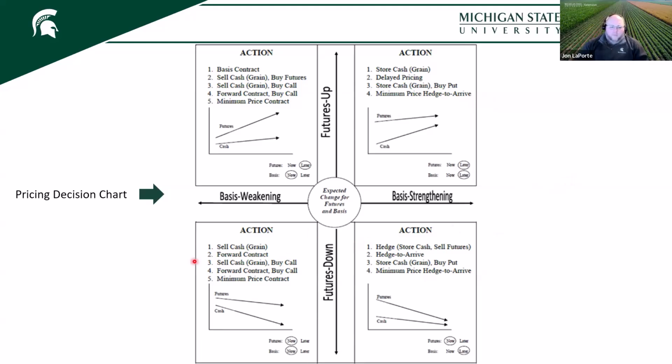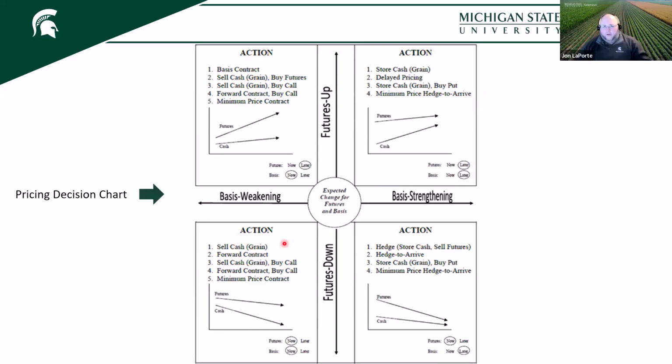If we're over here in the lower left quadrant, where we think basis is going to get weaker and futures is going down, we're really worried about things getting worse in general. Everything's heading in the downward direction. We think things are going to get weaker between cash and futures. This is where we maybe get out of the cash market. We're going to sell that grain.